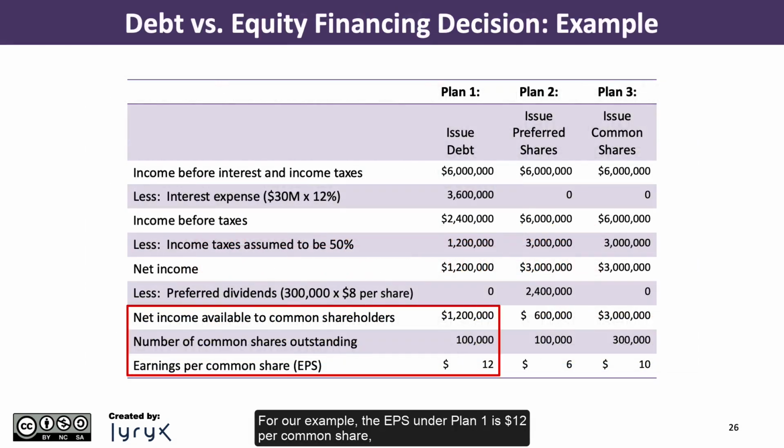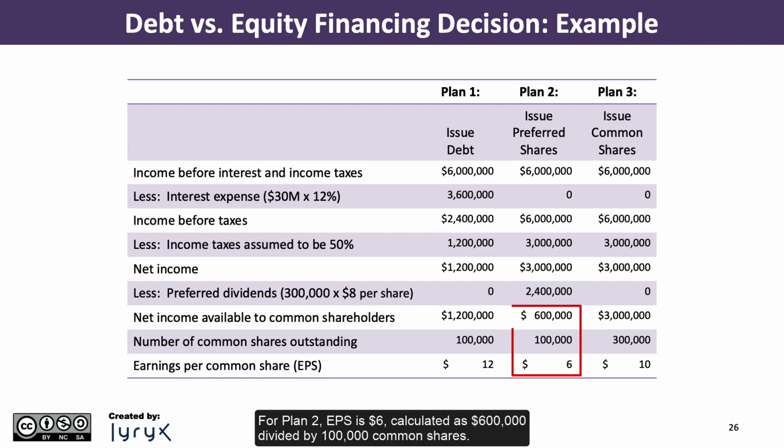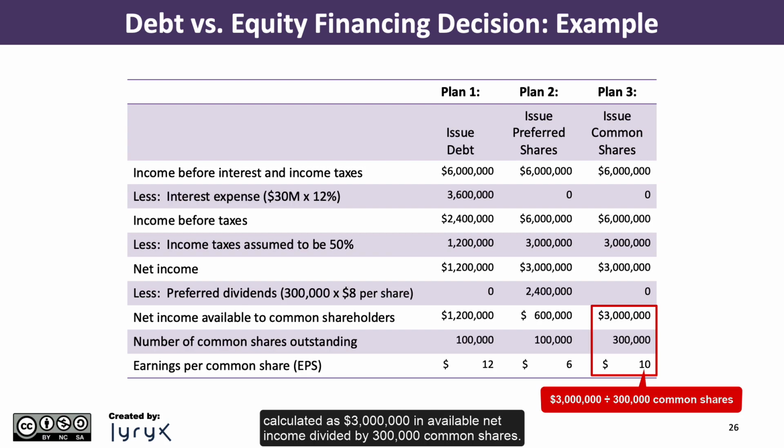For our example, the EPS under Plan 1 is $12 per common share, calculated as $1,200,000 in income available to the common shareholders divided by 100,000 common shares. For Plan 2, EPS is $6, calculated as $600,000 divided by 100,000 common shares. And for Plan 3, the common share issue, EPS is $10, calculated as $3 million in available net income divided by 300,000 common shares.